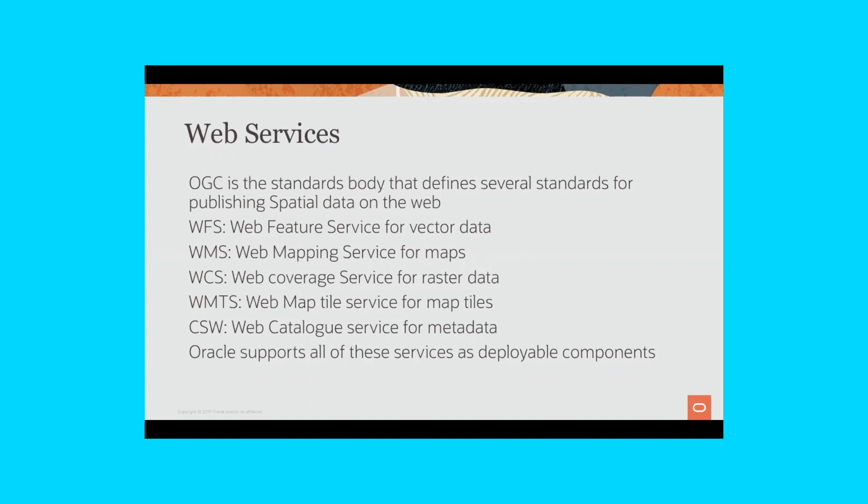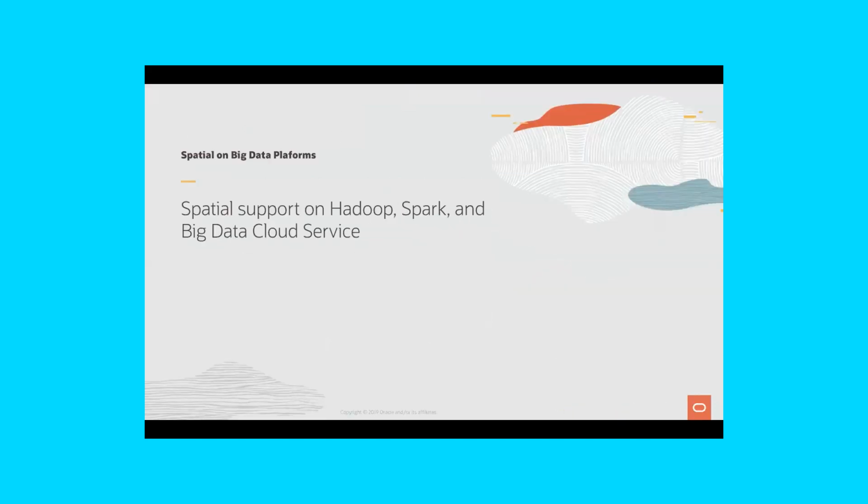Web mapping server is again similar to web mapping components like Google Maps, Bing Maps and things like that. So if you want to publish your data as a web map server, then you can use WMS to do that. If you have raster data in the database and you want to publish that through the web, there is a standard for that called web coverage server. Similarly, they define a whole bunch of server standards, and we provide a lot of these things out of the box. Okay. And then finally, the last topic is spatial support on Hadoop and Spark.